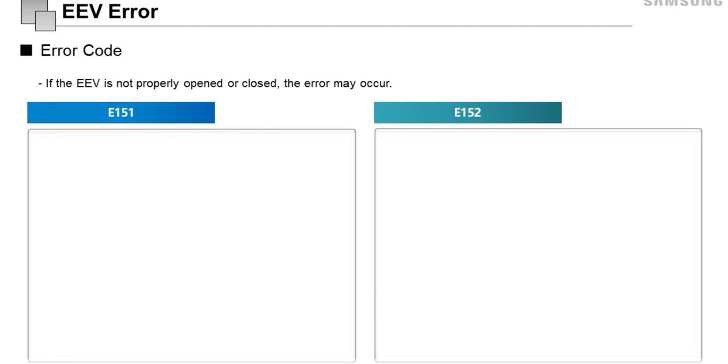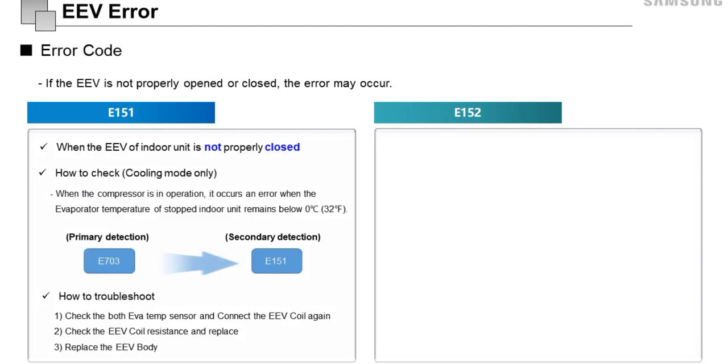Now, let's look at errors related to the EEV. If the EEV is not properly opened or closed, the error may occur. When the EEV of indoor unit is not properly closed, the E703 error occurs first. Here, the condition where the error occurs is when the evaporator temperature of stopped indoor unit is less than 0 degrees Celsius. As mentioned earlier, the evaporator temperature should not be lower than 0 degrees Celsius because the refrigerant does not flow in the stopped indoor unit.